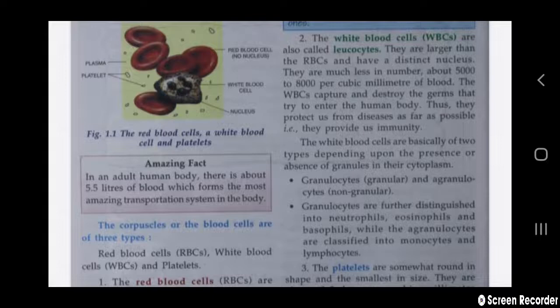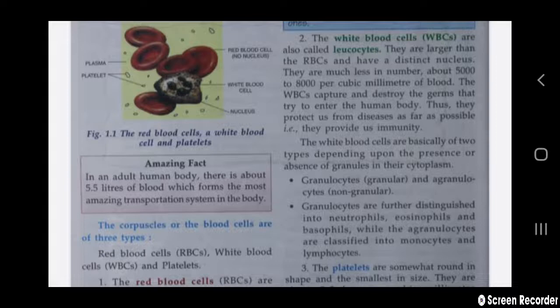The white blood cells are called leukocytes. White blood cells have a distinct, larger nucleus, and they are much less in number than the red blood cells. There are around 5000 to 8000 white blood cells per cubic millimeter of blood.